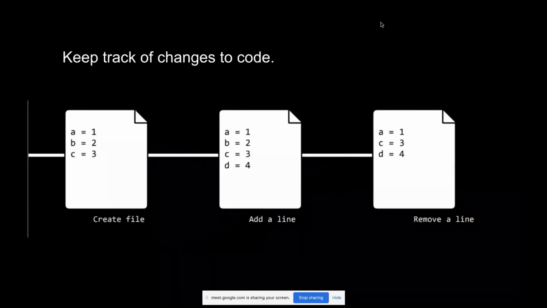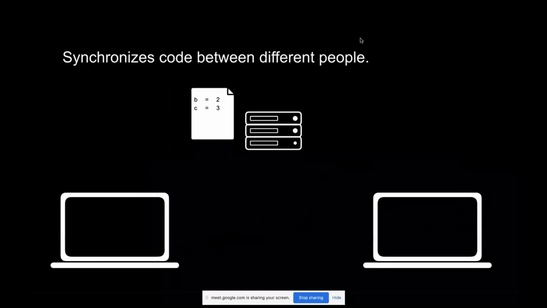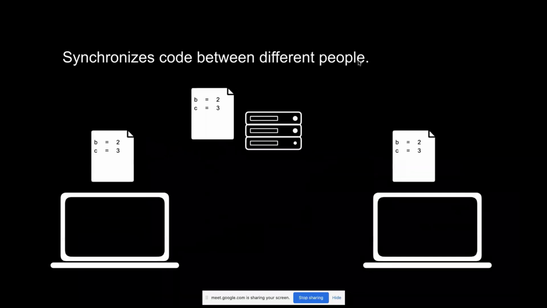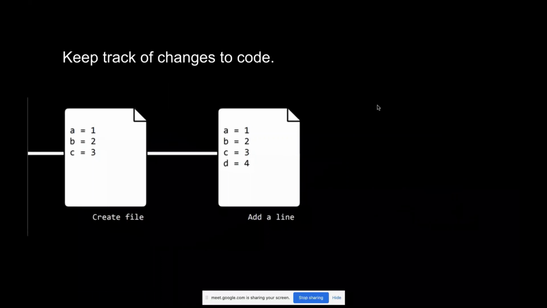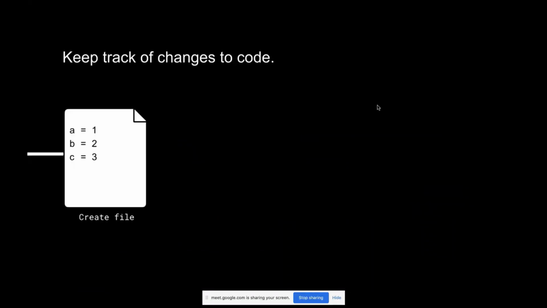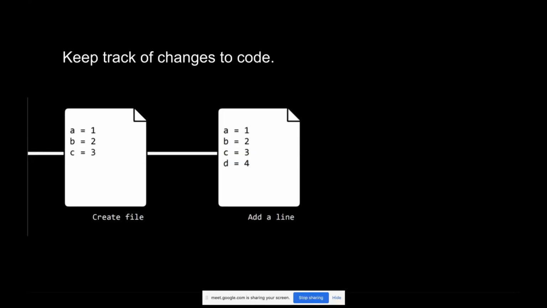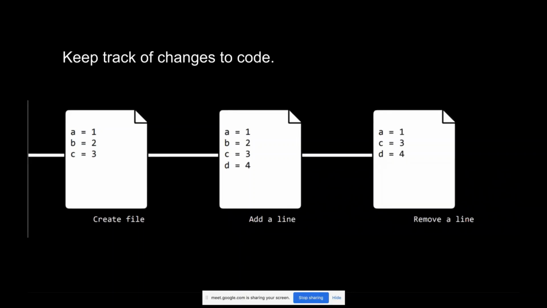Okay, we'll continue. We were talking about Git and what all Git can do. Let's say you create a file. It has some basic code: A equal to 1, B equal to 2, C equal to 3. Then you add a line in that particular file, and then you remove a line. To keep track of all these changes, you'll require a version control system, and that is what Git is used for.